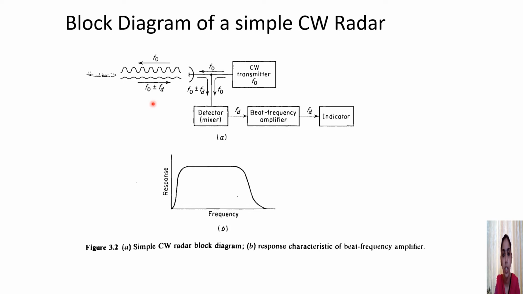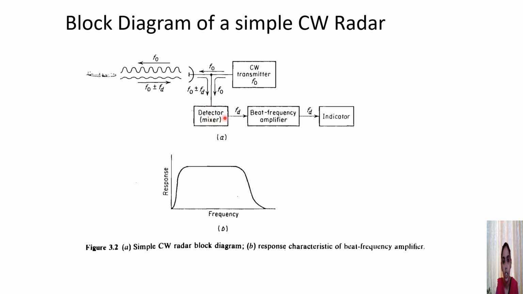And we know that when the signal hits the target and comes back to the receiver side, there will be a shift in the frequency, which is called our Doppler frequency. So now the frequency will change. It will be f0 plus or minus fd. Now this sign will depend upon the relative position. That is, if the relative distance between the target and radar is going to increase, then the sign will be negative. So this will enter here at the input as f0 plus or minus fd.